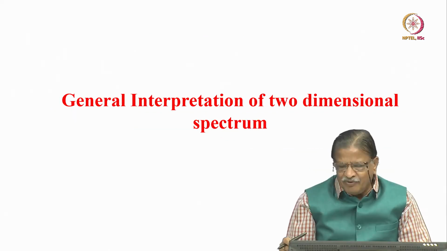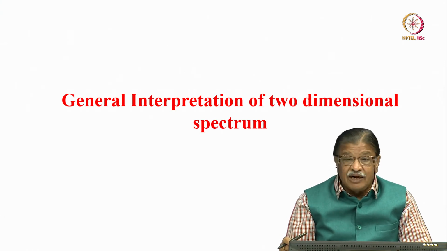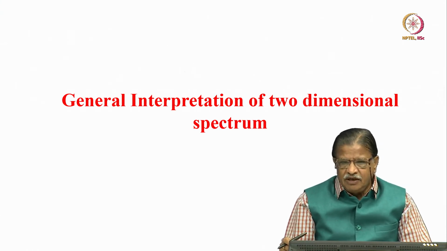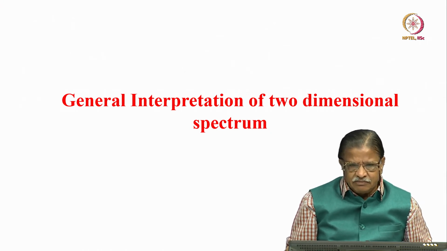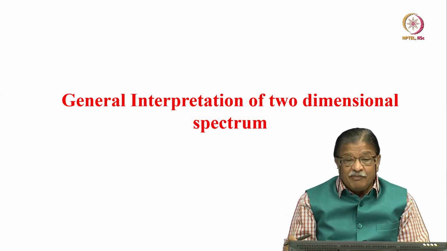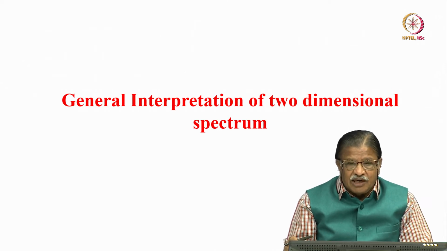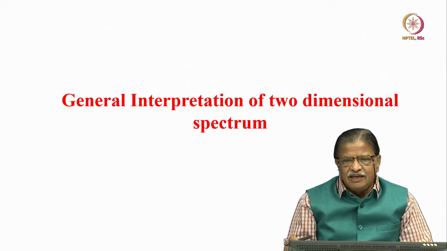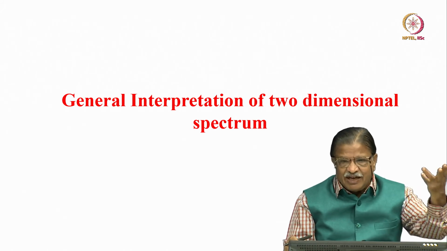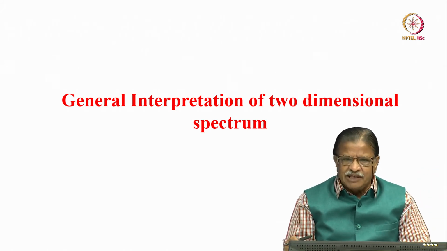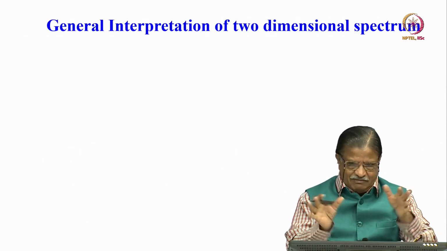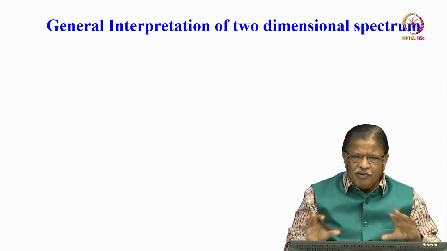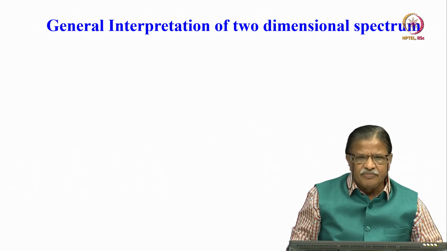Before we go further, we should understand how to interpret the spectrum. You may be an expert, you would have understood how the pulse sequence works, you would have done an experiment, but you must interpret the spectrum. You should know how to retrieve the information from the two-dimensional spectrum. How do we interpret generally is given like this. It is a general interpretation, not specific to any particular experiment.